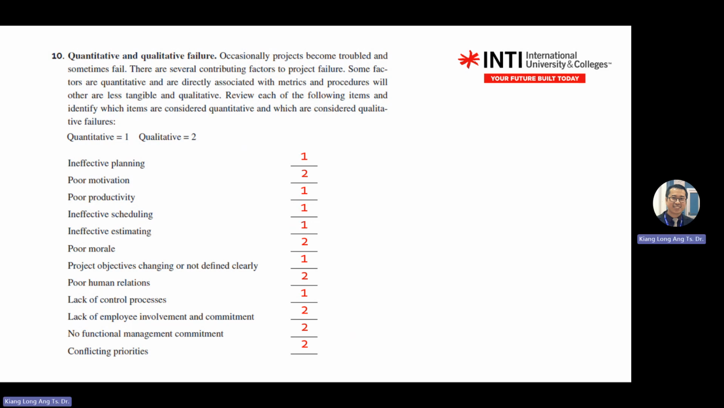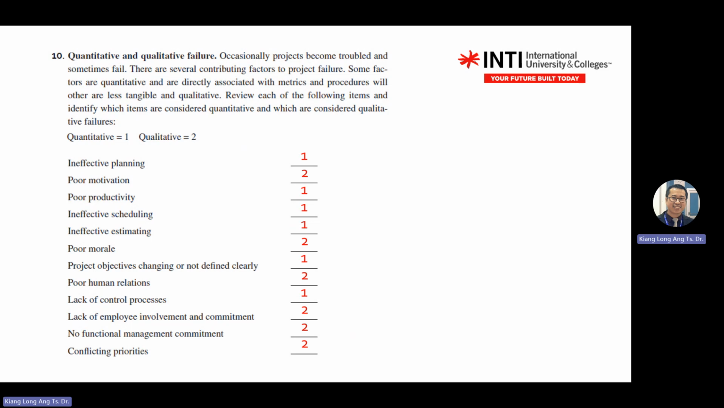Lack of control process is also quantitative. Control process means you have a checklist, something that you can control, like plus minus how many millimeters. The rest is feeling. Motivation is a feeling. Morale is a feeling. Lack of commitment is a feeling. Functional management commitment, conflicting priorities, this is qualitative.